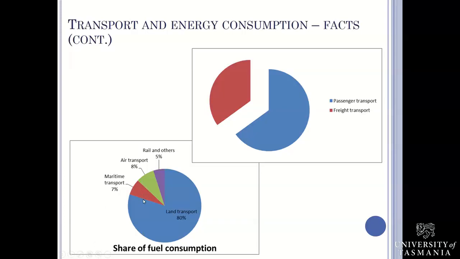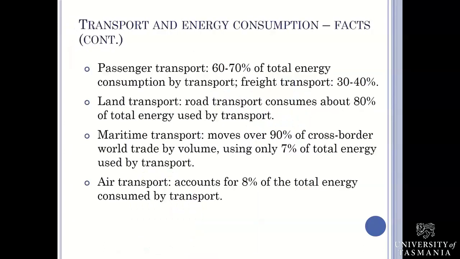We have the maritime side, only 7%, moving over probably 90% of the world trade in volume, but only consuming 7%. That's why shipping is so efficient. And you are in the right course, doing a study on the maritime and the logistics side. Air transport, 8%, still even higher than the maritime. Once again, this is mainly related to passenger travel. Rail and others, 5%. So passenger transport, as I said, is around 60 to 70% of total energy consumption by transport, and freight transport is 30 to 40%.